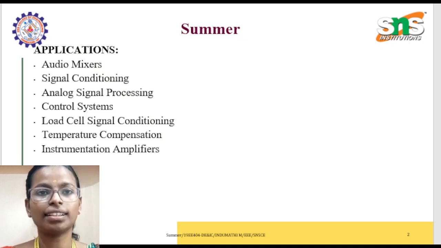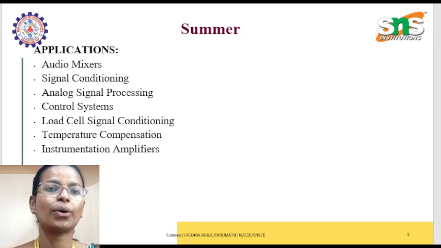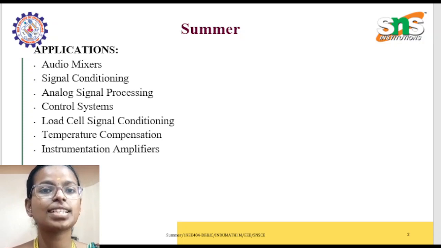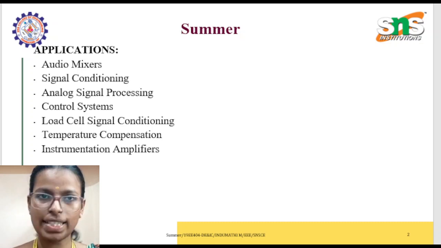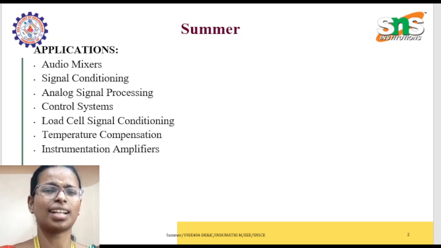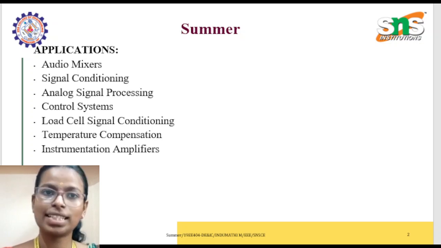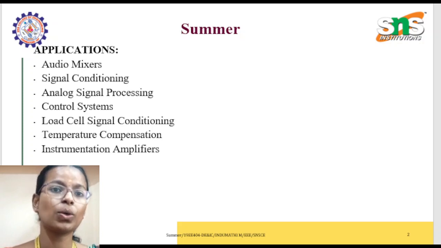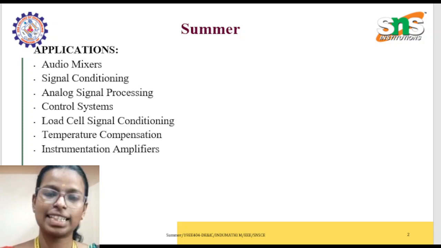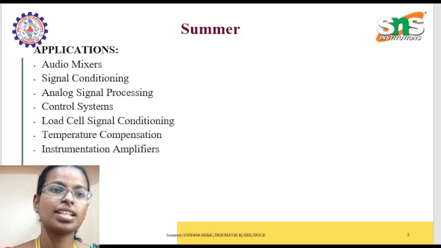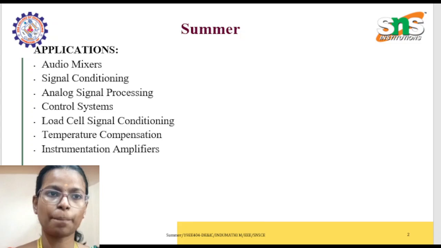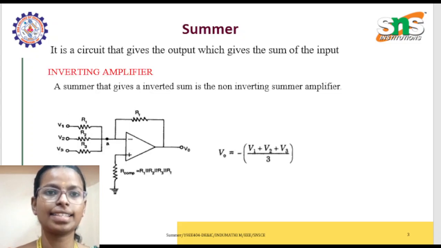One of the applications of the summing amplifier is audio mixers. An audio mixer is nothing but adding two audio signals. This is our basic application of the summer. The next ones are signal conditioning, analog signal processing, control system, load cell signal conditioning, temperature compensation, and instrumentation amplifier. These are the applications of the summer, where we add signals.